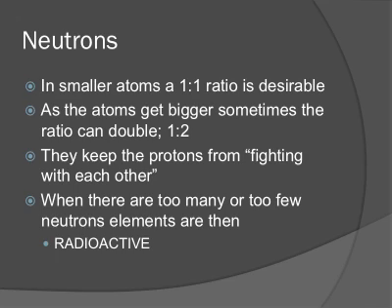Basically, the reason why our neutrons double is because they try to keep the protons from fighting. Now, if you remember, protons are positively charged. So the more protons you try to pack into a small area, the more they're going to repel each other, right? So those neutrons serve as glue to hold all those protons together that are repelling each other. However, there's a limit to how much you can hold.